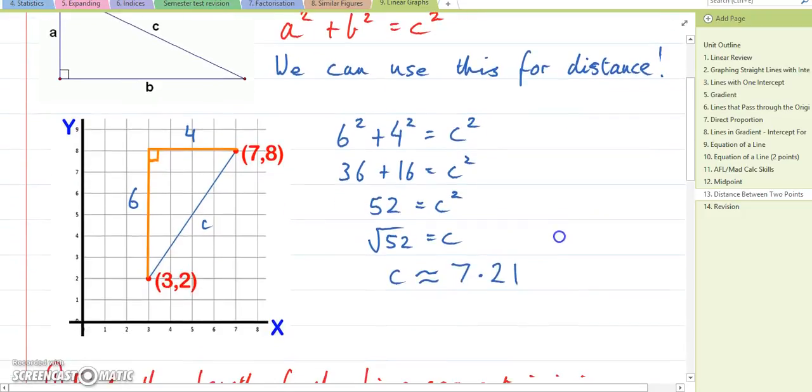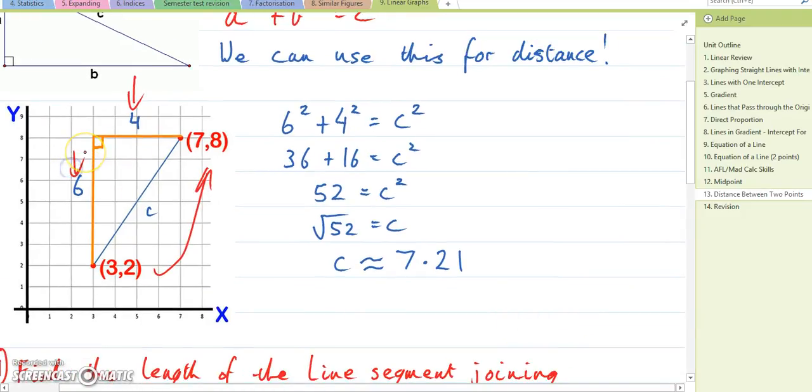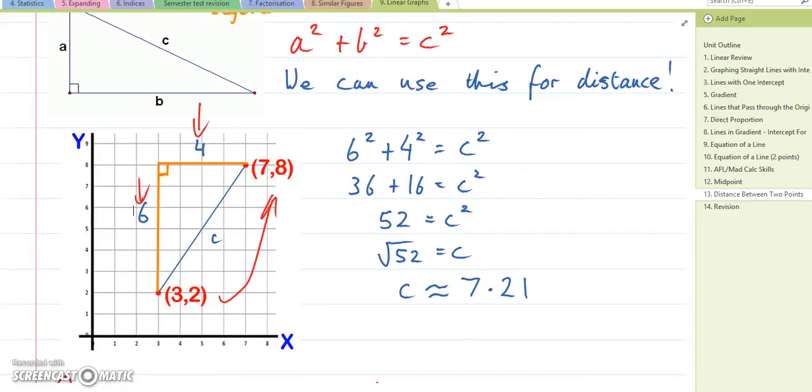So I've got an example here for you. You can see that we've gone 4 units to the right. Our distance from left to right from 3 to 7 is 4, and our distance up from 2 to 8 is 6. So we can use that in our Pythagoras form. So we can write it as 6 squared plus 4 squared equals c squared, our unknown length.